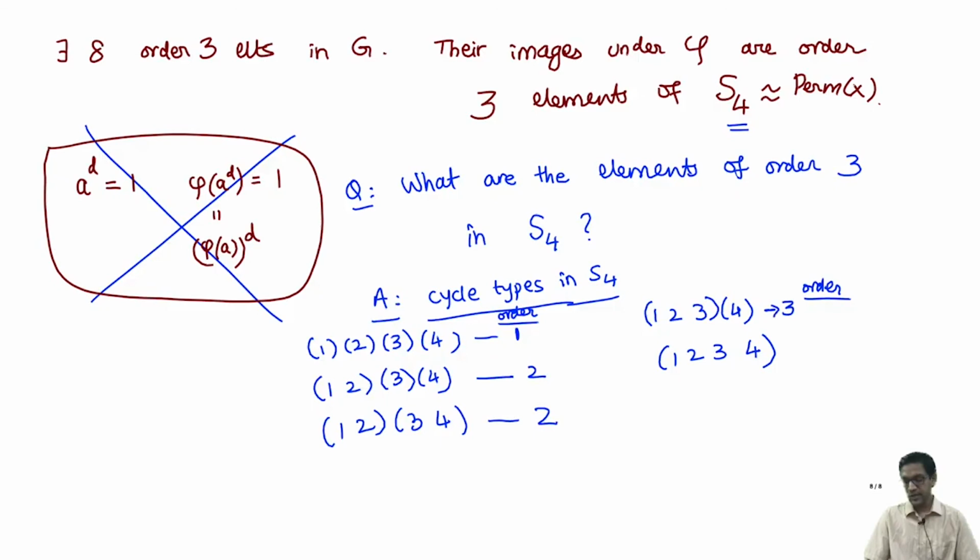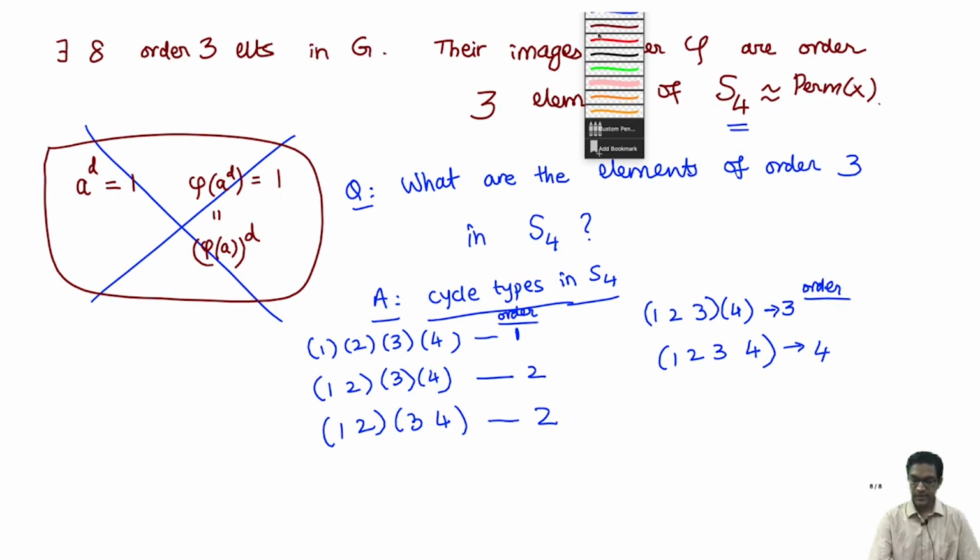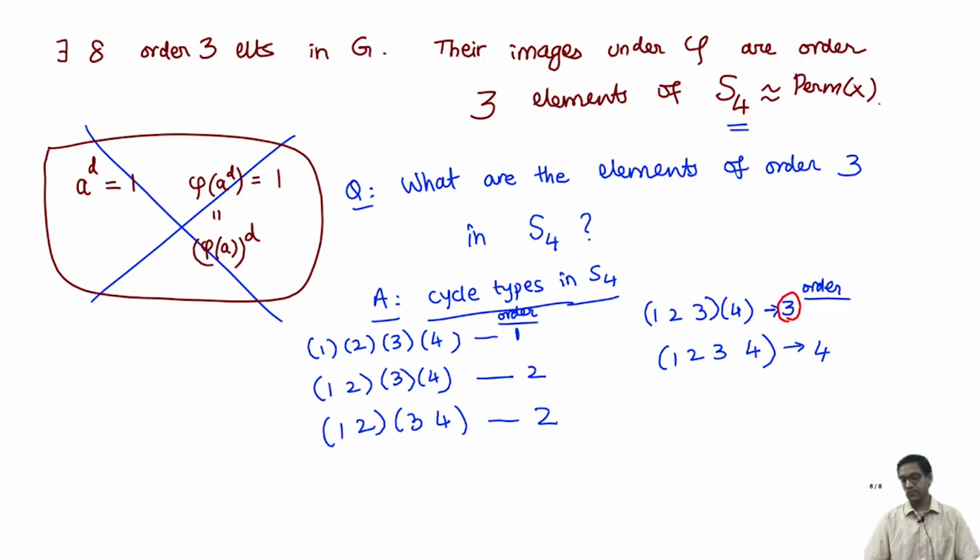So the order is 3, and this element has order 4. Okay. So here's the interesting bit: there is actually exactly one possible way in which you can get an element of order 3, one possible cycle type which will give you order 3, and that cycle type is a 3-cycle with 1 fixed point. Okay. So what we conclude therefore is that these 8 elements that we know lie in the image of phi must have this as their cycle structure. Okay, it's got to be a 3-cycle on 1, 2, 3, 4. But the proof more or less is done.